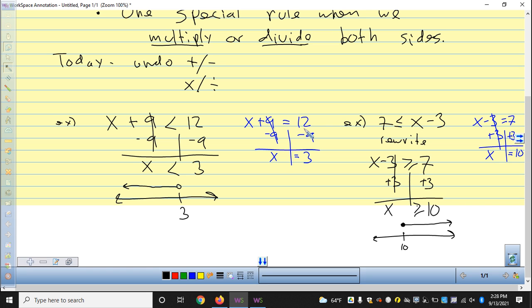So our rules, when we add or subtract, it's exactly like solving an equation. There's nothing different except we have an arrow instead of an equal. All right, questions there?